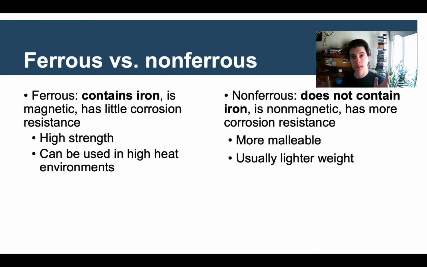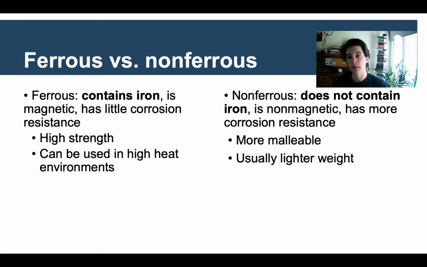So we just talked about stainless steel, which was in that steel family, which had a lot of other things in it. I'm going to bump one step up to ferrous versus non-ferrous. And we have mentioned this a little bit before. Ferrous contains iron, is magnetic, and has little corrosion resistance. So that will be all your steels. Everything in that steel family is ferrous. Non-ferrous means it does not contain iron. That's the main differentiation. Therefore, it's non-magnetic, and it tends to have more corrosion resistance. More malleable and usually lighter weight. So that's stuff like aluminum, which is what we're talking about today. Things like brass and bronze and copper and stuff like that.